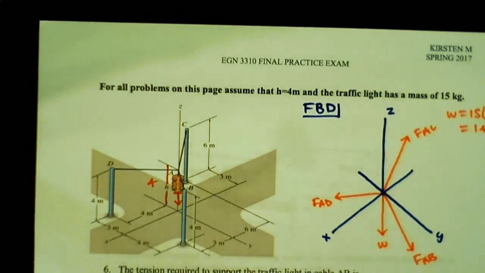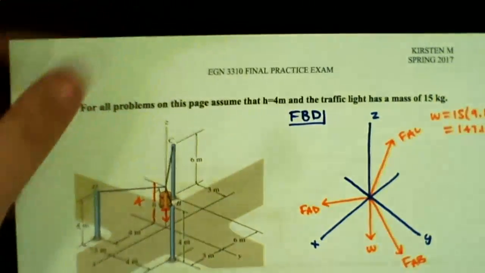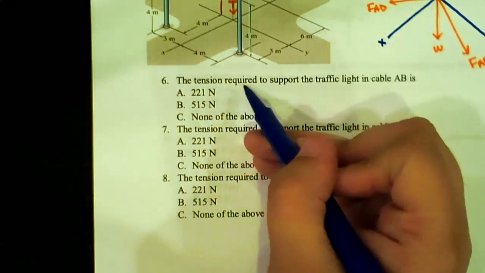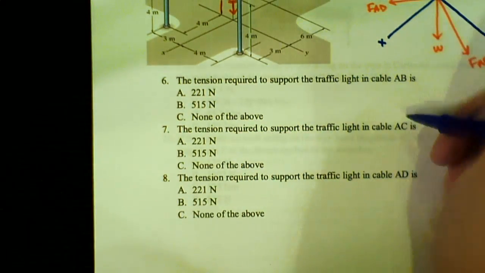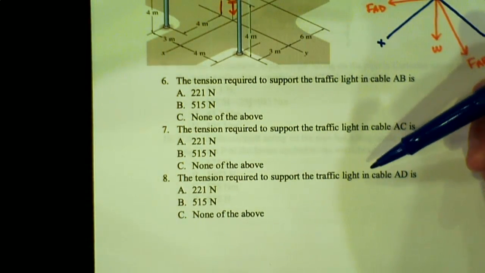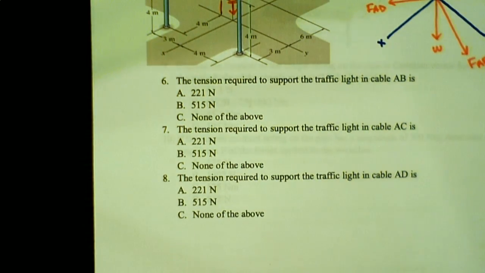We know now that we're going to read our questions and see what we have to find. So it asks us to find the tension required to support this traffic light in AB, tension required to support traffic light in AC, and the tension required to support the traffic light in cable AD. So we know that we have to find the tensions in each of those cables.